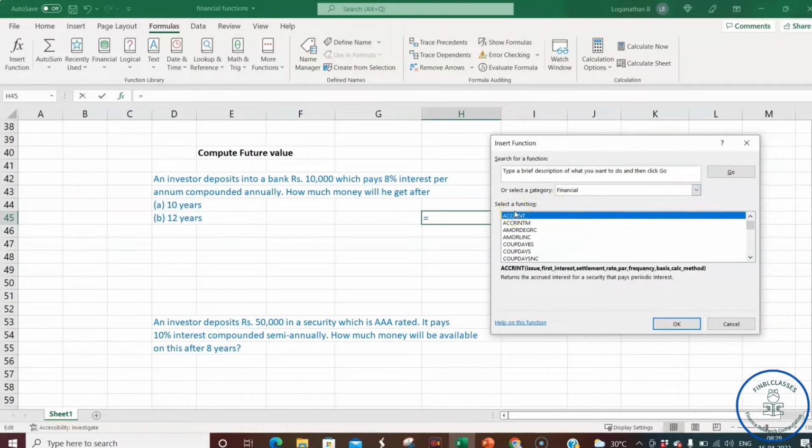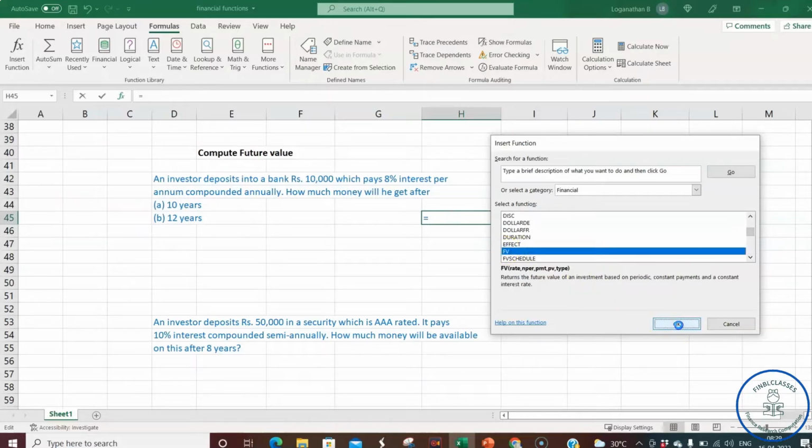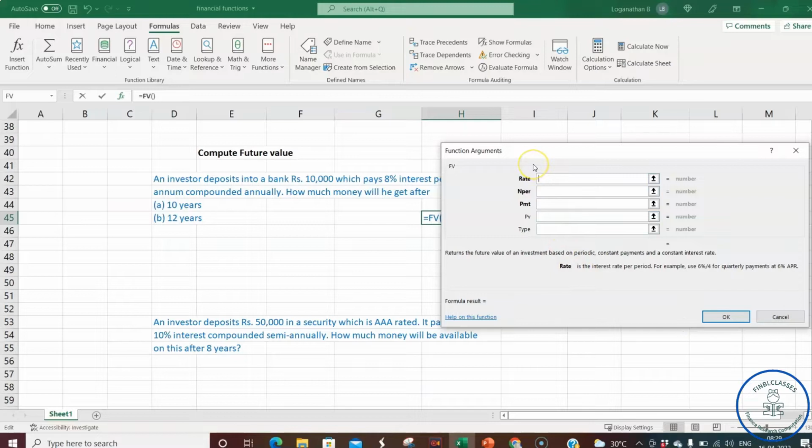Then come to the select function. In this case, we have to calculate the future value. So just scroll down and you have to select the FV, right? So select FV and click OK. Then a function argument dialog box will open. This is the second way.